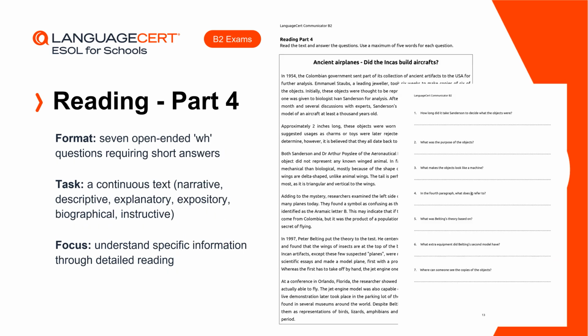In Part 4, test takers need to answer 7 open-ended WH questions and write short answers of up to 4 words each. The text will be a continuous text. For example, a narrative, descriptive, explanatory, expository, biographical, or instructive text. This part assesses their ability to understand specific information through detailed reading.